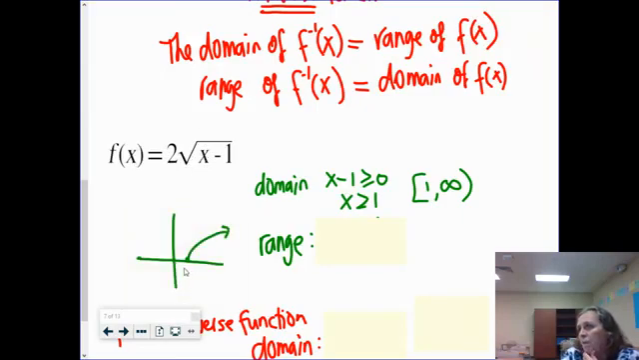Or you could graph it. Square root function moved off to the right and stretched a bit vertically. Whichever way you think of it, you've got to be able to come up with the range yourself. It goes from 0 to infinity. Now think about what this is going to become. This range, the range of our original f of x, is going to become the domain of our inverse function.